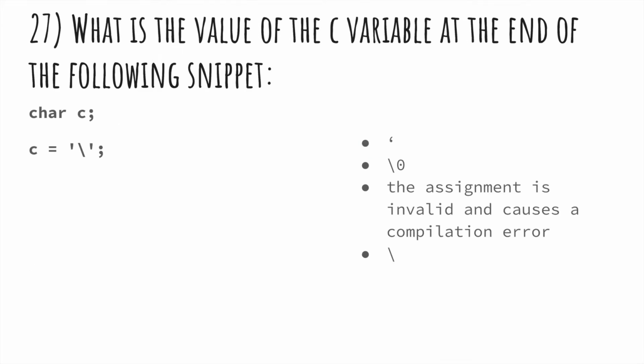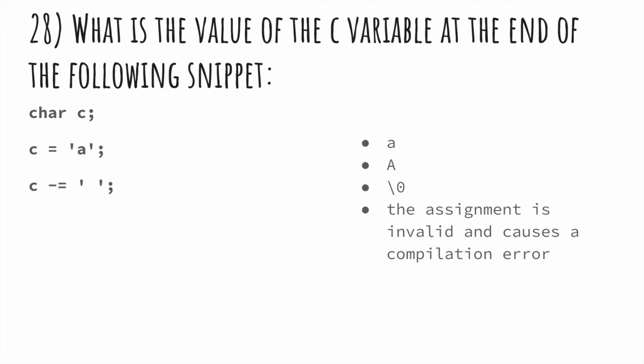What is the value of c? Well, c equals backslash. Remember, backslash is an escape character. So if you want c equal to a backslash, you need to have two backslashes, and in this case, you would only have one. So it thinks you're escaping the quote sign, which will cause an error because you're not creating a program correctly, and this causes a compilation error.